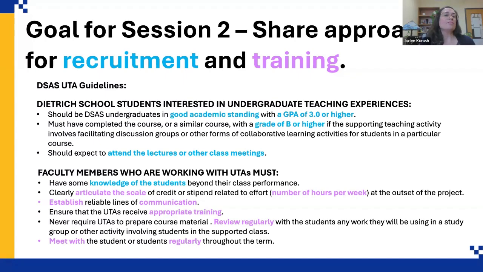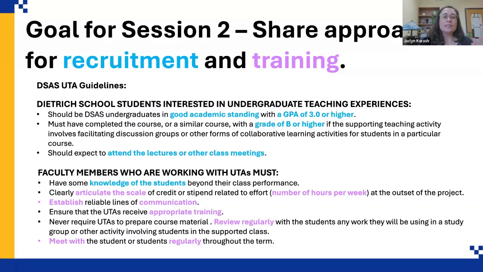So that Dietrich School students who are interested in undergraduate teaching experiences should, of course, be in good academic standing, have a good GPA of 3.0 or higher. They must have completed the course or a similar course, which makes sense, and have completed it with a B or higher. If they're supporting these sorts of active learning roles in class as well, they should be familiar with the material. And they should also expect to attend the lectures and or other class meetings, as well as training sessions, I would add there too.